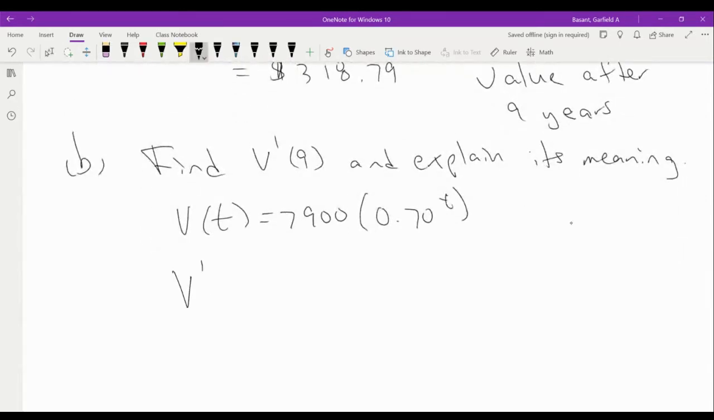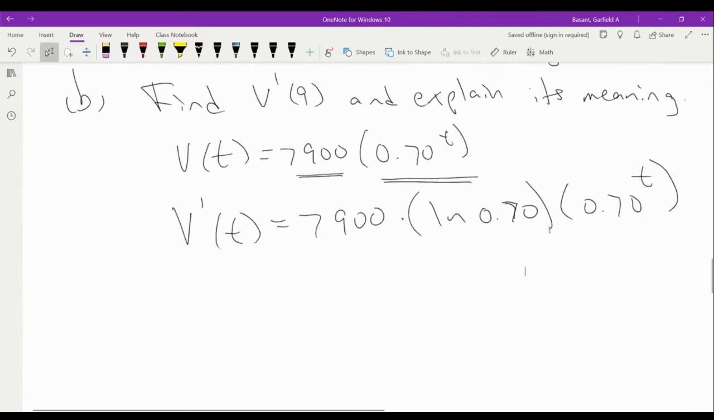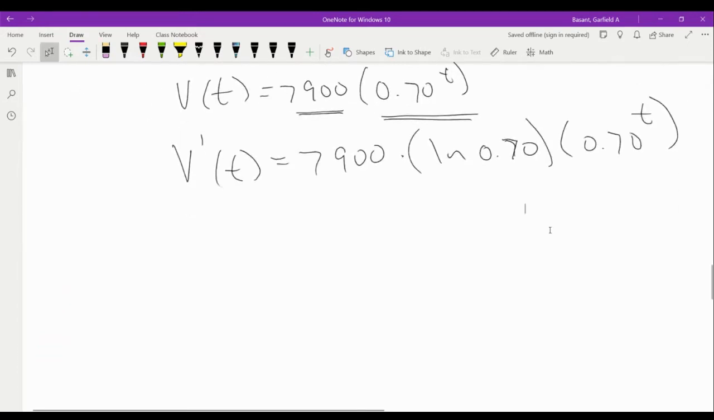We have to find the derivative. That's what that dash means, right? V prime of t. So once again, this 7,900 is a constant. So this becomes 7,900 times the derivative of this, which is ln of 0.70 times 0.70 to the t power. So that's a derivative based on a couple of problems we did earlier. Now it says find V prime of 9.